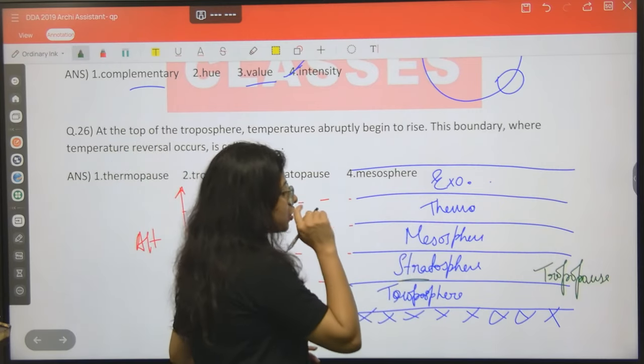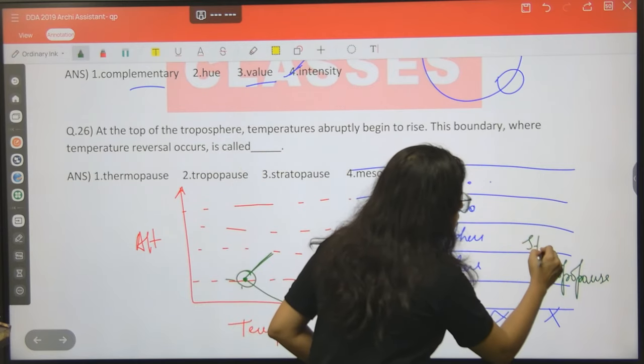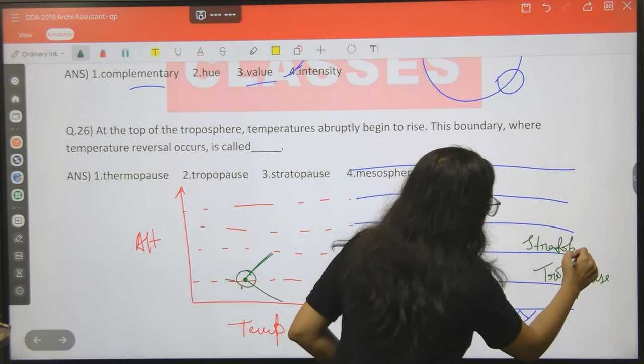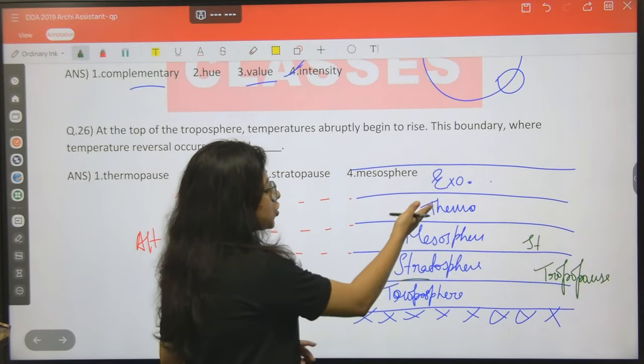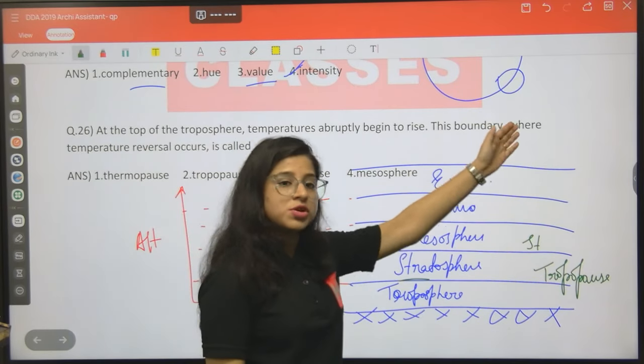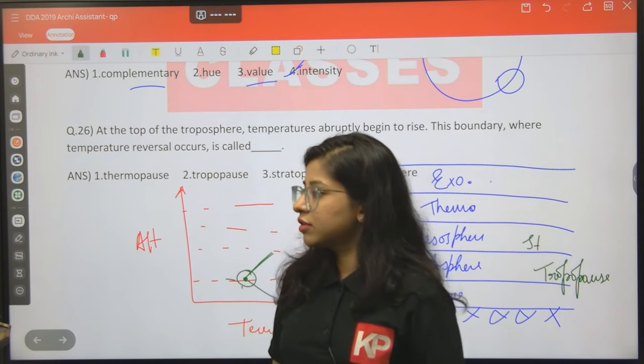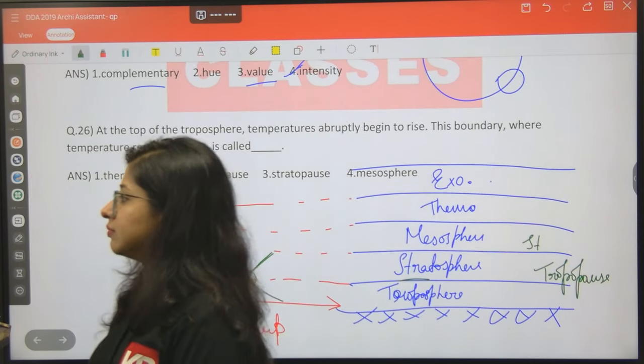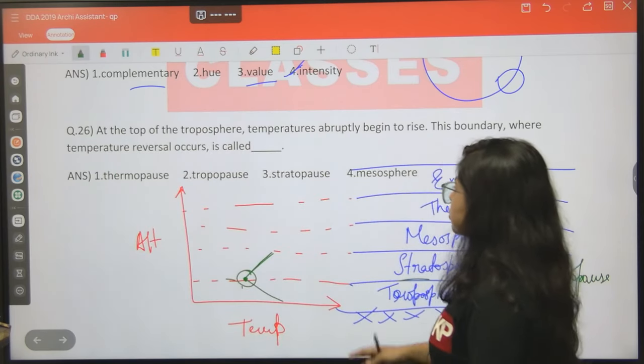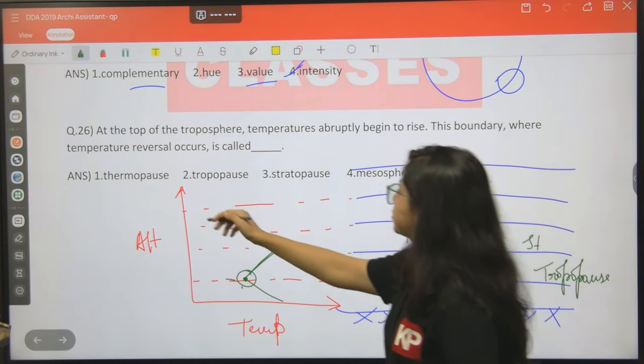The boundary between stratosphere and mesosphere is known as the stratopause. Similarly, between mesosphere and thermosphere, it's known as the mesopause, then thermopause, exopause. You can go on like this. Fine. So the answer will be tropopause.